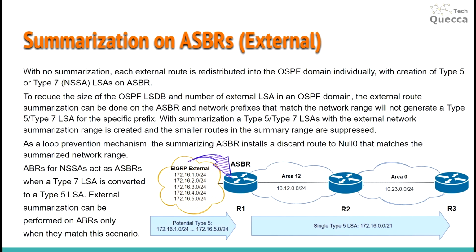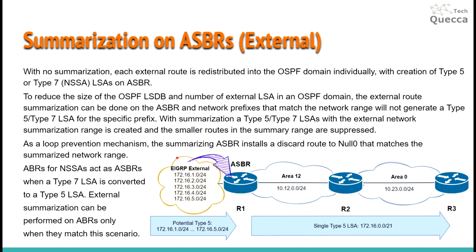Summarization on ASBRs or external summarization is similar to ABRs with some differences. The difference is in the configuration command and in the type of LSAs which are advertised into the areas. With no summarization, each external route is redistributed into the OSPF domain individually, with creation of type 5 or type 7 for not so stubby areas LSAs on ASBRs.